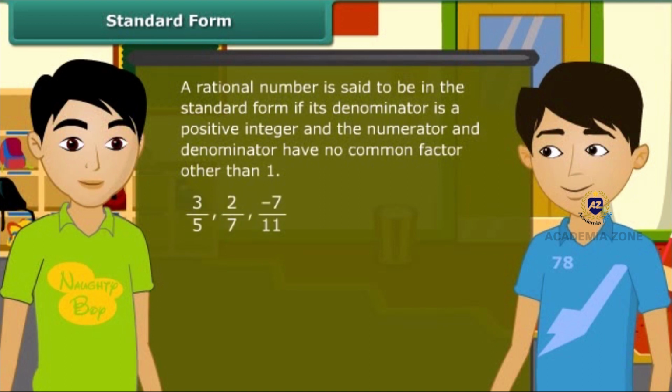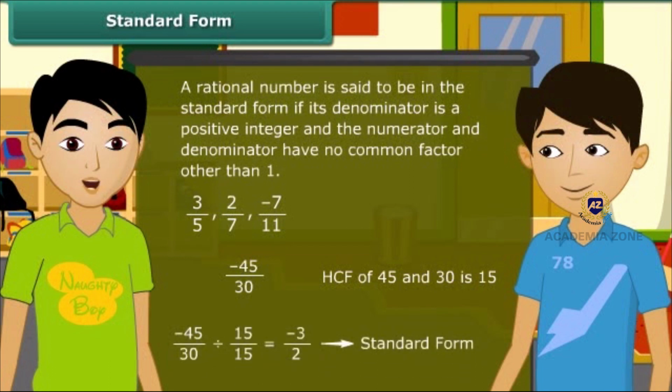And if the numbers are not in the standard form, then they are reduced to the standard form. For example, -45/30 is not in the standard form. We will reduce it by dividing its numerator and denominator by their HCF. Here the HCF of 45 and 30 is 15. Yes, so we will divide the numerator and denominator by 15 and we will get the rational number -3/2, which is in the standard form.